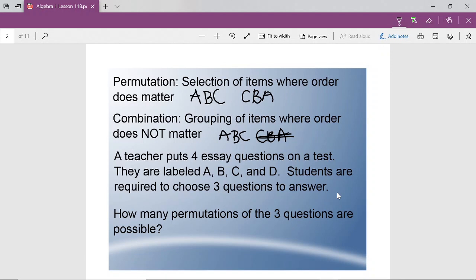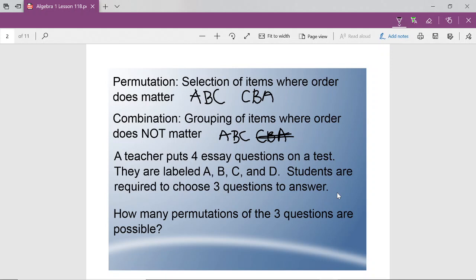So we're going to look at lots of different examples of this and see how we can change the permutation formula in order to use it for combinations. It's just a slight change. So a teacher puts 4 essay questions on the test. They're labeled A, B, C, D. Students are required to choose 3 of the questions. How many permutations of the 3 questions are possible?